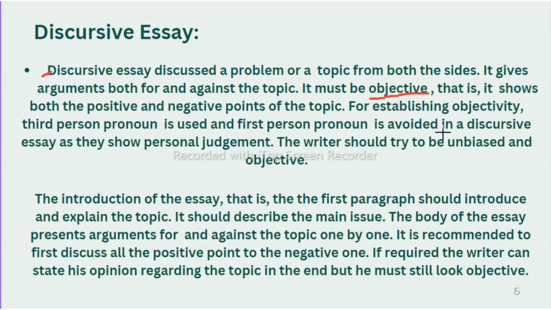For establishing objectivity, third person pronouns are used like he, she, it, and first person pronouns like I are avoided. In my opinion, we should avoid that first person pronoun here. In a discursive essay, if we use this personal pronoun, it shows personal judgment. So we should not be biased here, we should be unbiased. So we have to use third person pronouns like he, she, or it. The writer should try to be unbiased and objective.